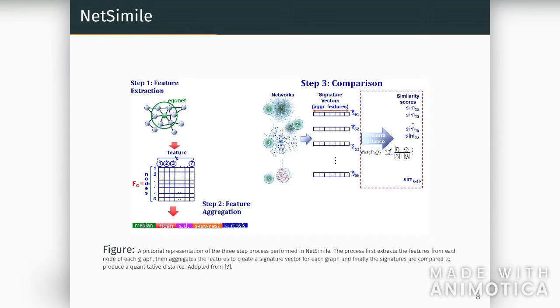Step 2, feature aggregation, applies 5 different aggregators to the feature matrix and creates a unique signature for each graph, which is a one-dimensional vector with 35 values. Finally, step 3, similarity comparison, uses Canberra distance to calculate the distance between the 2 graphs and produces a final similarity score. The authors introduced many distance metrics that can be used to compute step 3, such as cosine distance, but Canberra distance was chosen because it is a very sensitive metric when it comes to changes close to 0.